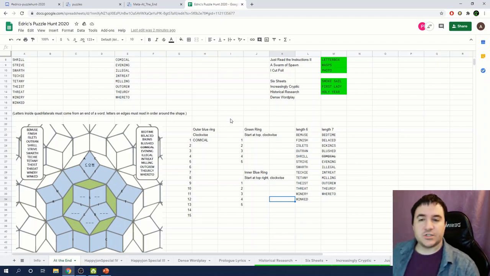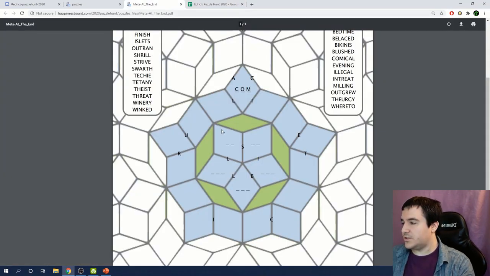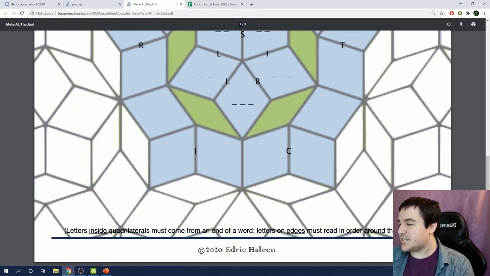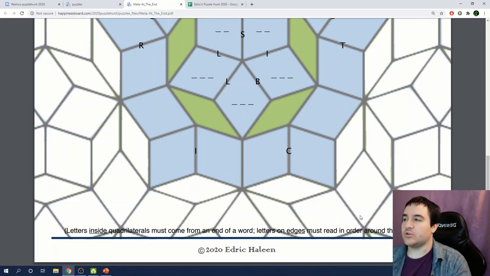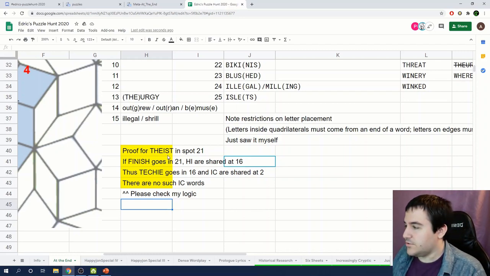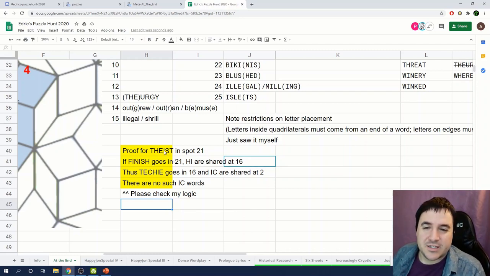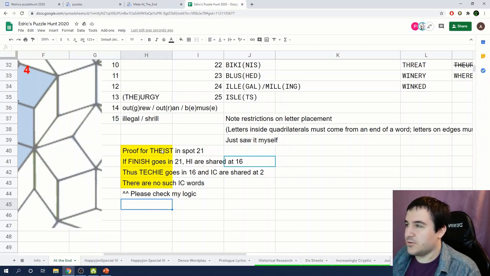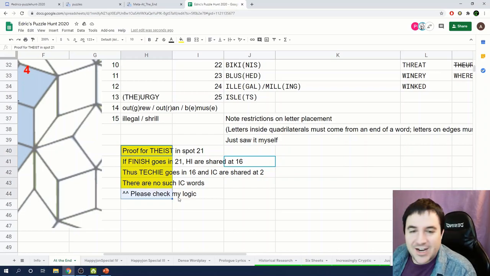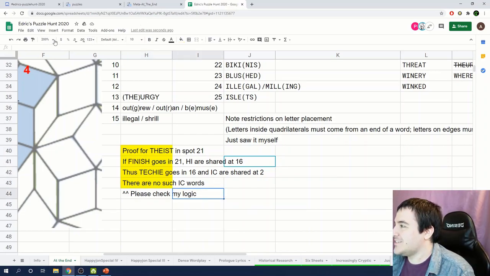Oh, I just noticed this additional note at the bottom of the page. Always read everything. Letters inside quadrilaterals must come from an end of a word. Letters on the edges must be read in order around the shape. I just made a pretty complicated logical deduction. I mean, it's not too complicated. It's like two or three steps, but it's a little bit hard with this kind of puzzle to describe that to my teammates, so I had to kind of write out my logical steps here and ask one of them to check it for me.